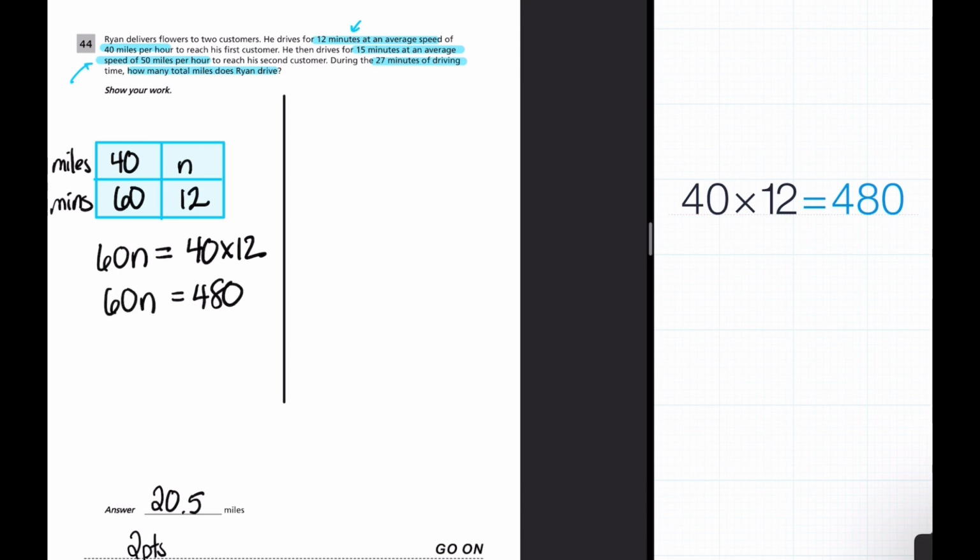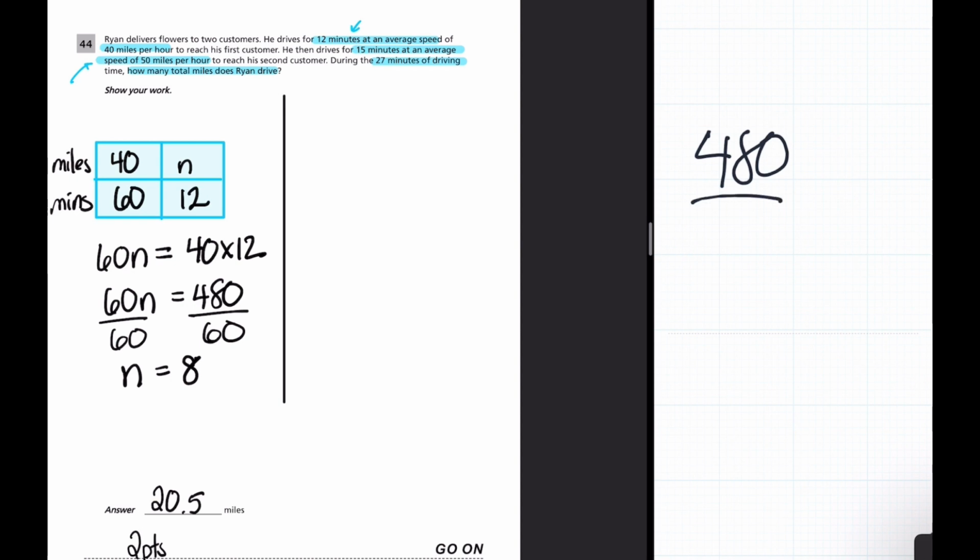So 60 times the number is equal to 480. Divide both by 60 so we can just get this number. And you're going to get 8. Oops, see, sometimes my calculator is funky. 480 divided by 60 equals 8. I told you sometimes this calculator is weird.